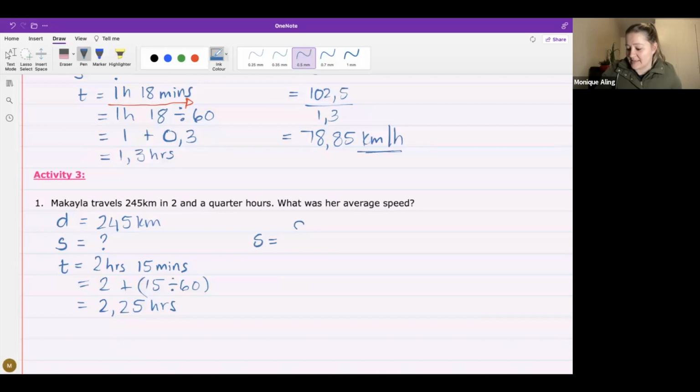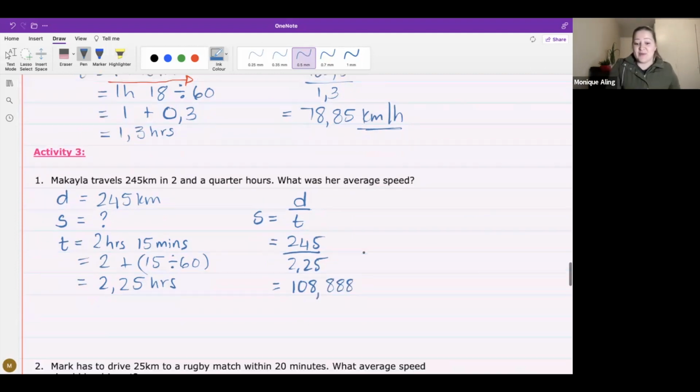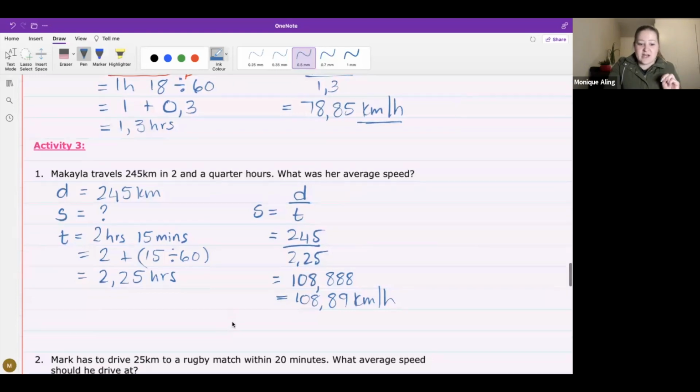Okay, now that we've got time in hours only, we can put it into the formula. Speed is equal to distance over time. Distance is 245 over 2.25 hours, which gives you an answer of 108.888. Rounding to 2 decimal places is 108.89 kilometers per hour. Okay, so rounding to 2 decimal places. Yay. Awesome, guys. Well done.